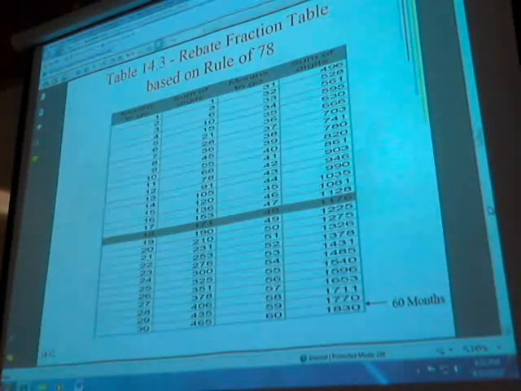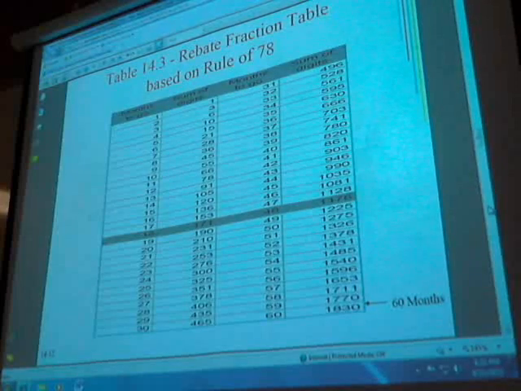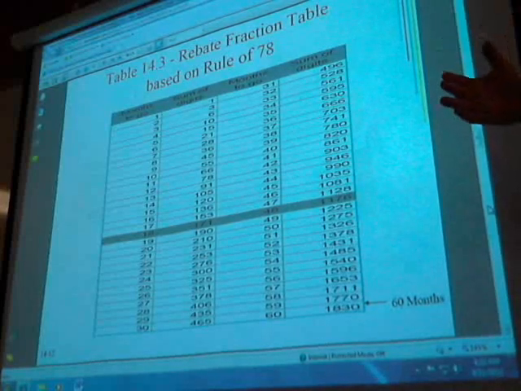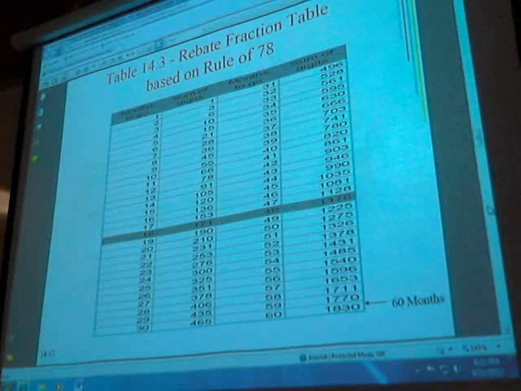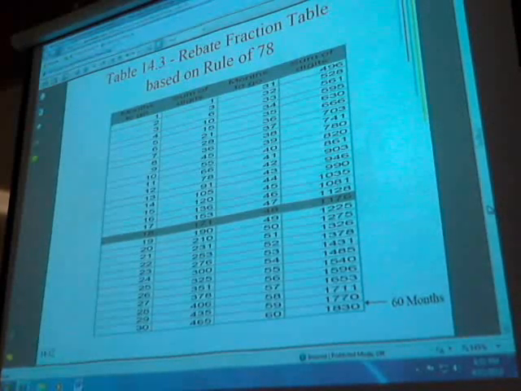Does that make sense? In other words, I'm not going to pay off my car in 5 years, I'm going to pay it off in 3. And so I'm going to save part of that interest, right?